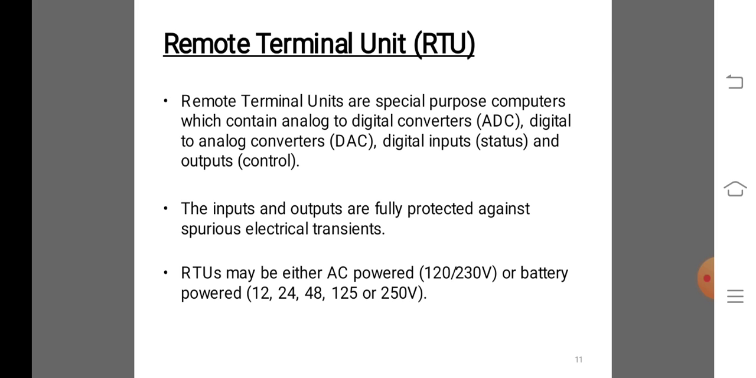Various remote terminal units are special purpose computers which contain analog-to-digital converters, digital-to-analog converters, and digital inputs and outputs. The inputs and outputs are fully protected against superior electrical transients. RTUs may be either AC powered, with AC power of 120 to 230 volts, or battery powered: 12 volt, 24 volt, 48 volt, 125 volt or 250 volt.